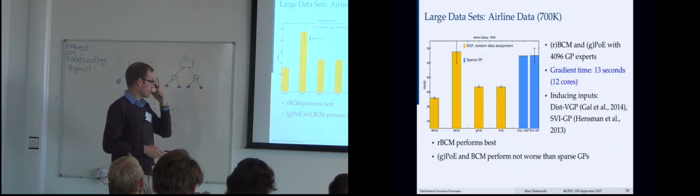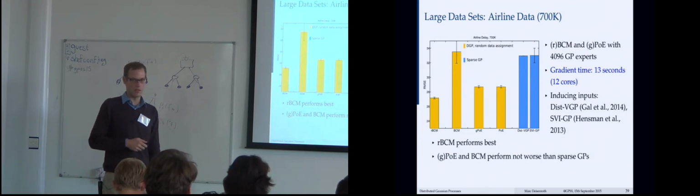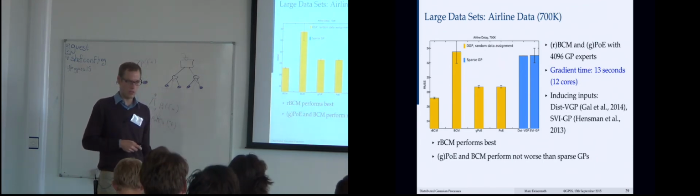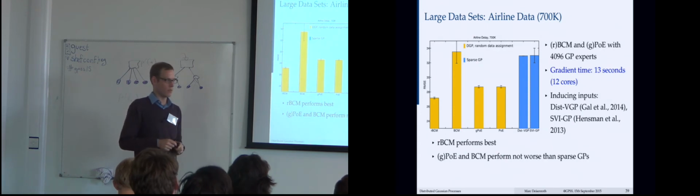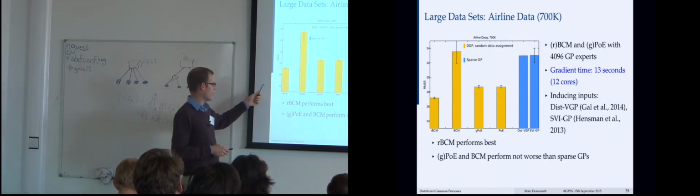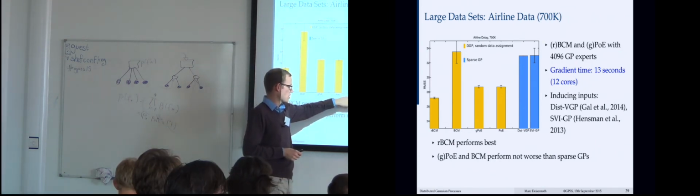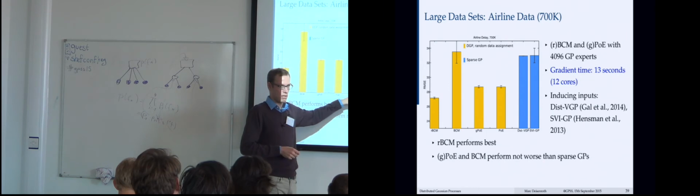If we look at larger data sets, here we're looking at about 700,000 data points in 8 dimensions. This is a data set I got from James. Then we perform also reasonably well. This is compared with the variational sparse methods James was talking about earlier.